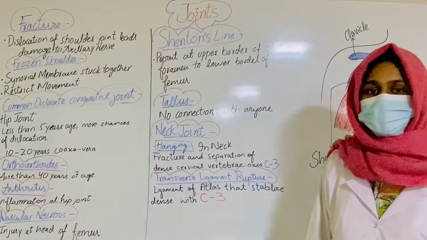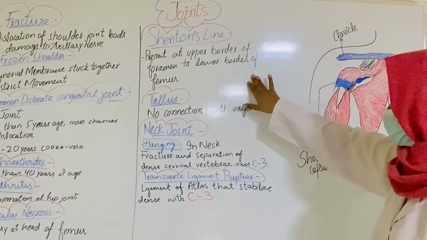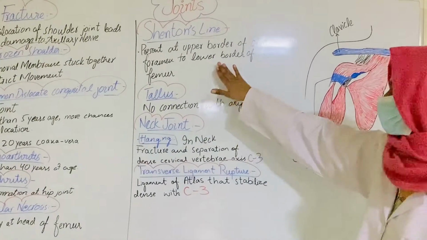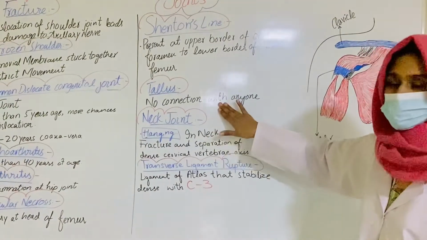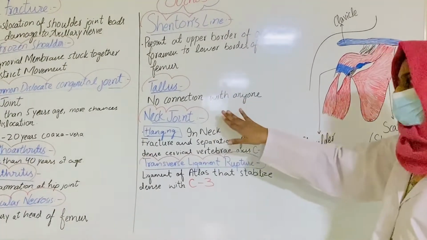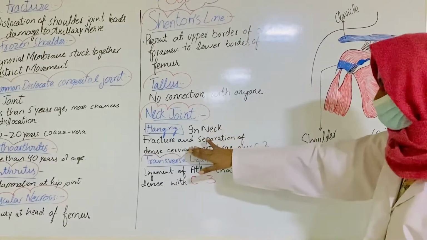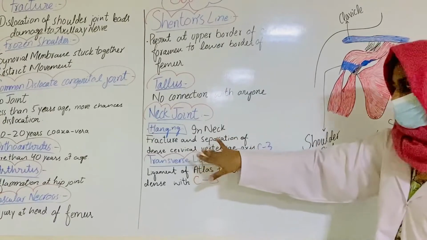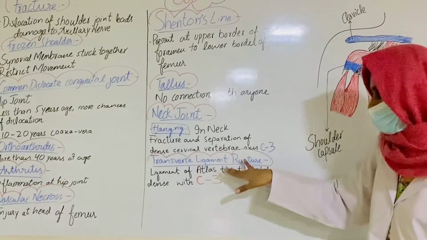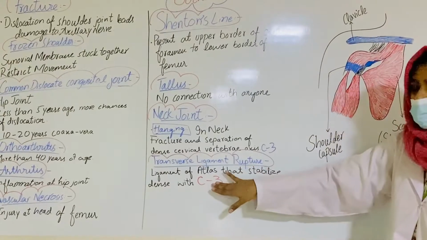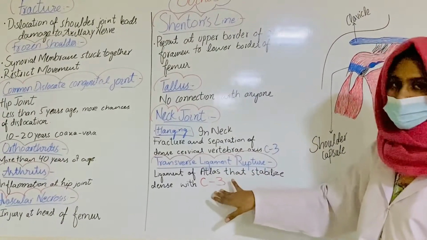Next one is Shenton's line. It is present at the upper border of the obturator foramen to the lower border of the neck of the femur. And the next one is talus. It has no connection with anyone. And neck joint, it is a process called hanging in neck. Fracture and separation of dens, cervical vertebra, axis C2. Transverse ligament ruptures, ligament of atlas that stabilizes dens with C2.